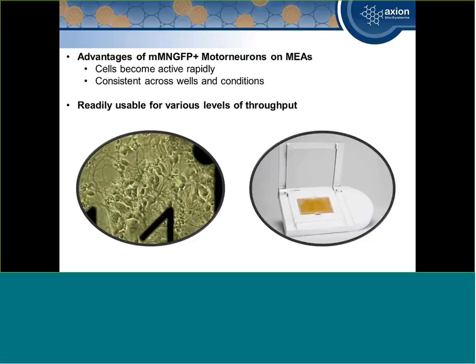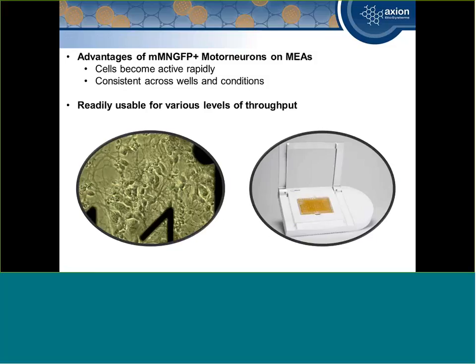So as we were doing this work, we really noticed several advantages of these mouse motor neurons from Aruna. The cells become active very rapidly. We were able to get action potentials within 24 hours of plating these cells, which, coupled with the longevity of these cells in culture, allows you to really look at development of a network from a very early immature stage up to a much more mature stage.